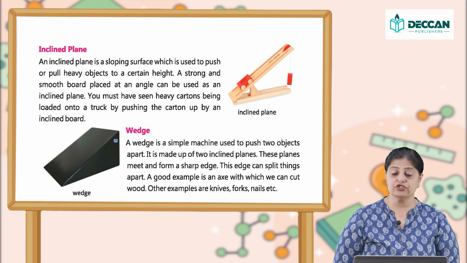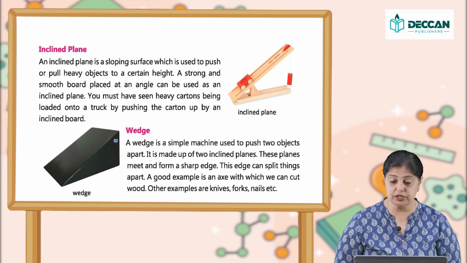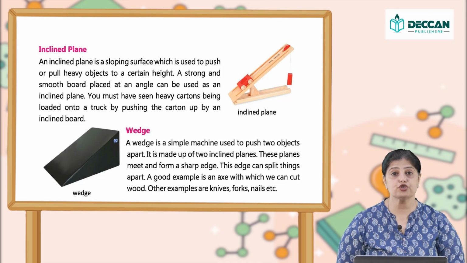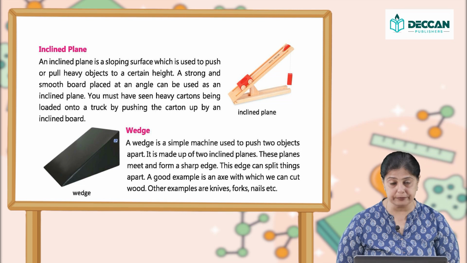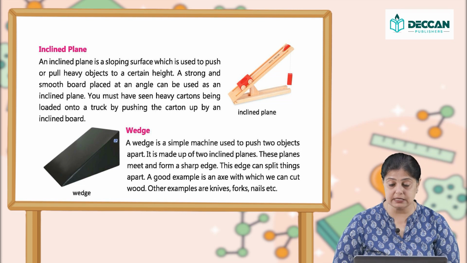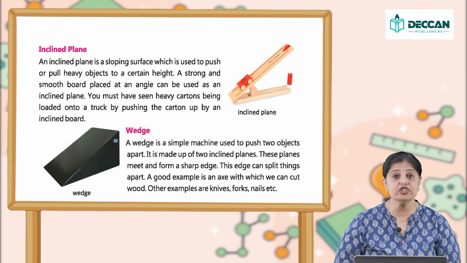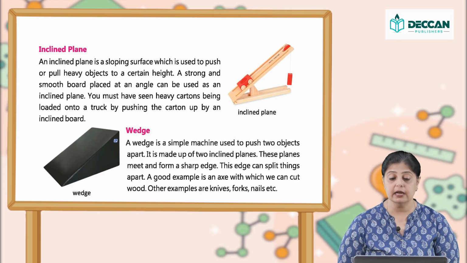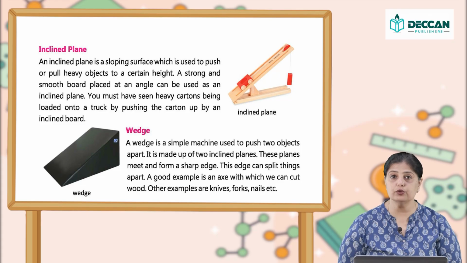Wedge. Now, a wedge is also a simple machine used to push two objects apart. In order to separate two objects, you use a wedge. It is made up of two inclined planes. These planes meet and form a sharp edge. This edge can split things apart. An example is an axe, which we use to cut wood.